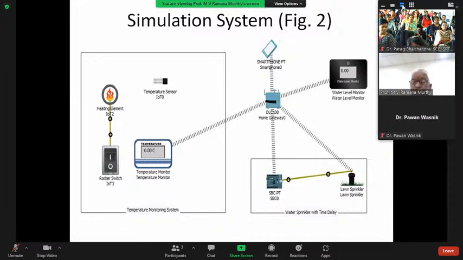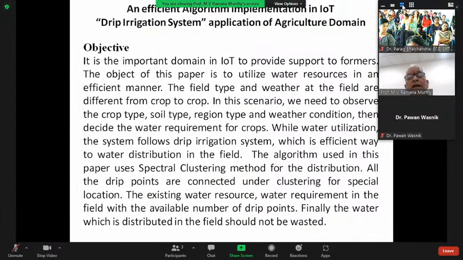We have used it. Now, this is an important domain in IoT that provides support to farmers, because our country is basically dependent on agriculture income. So we have to take care of agriculture needs. In that context, we developed this. It utilizes water resources in an efficient manner. Fields differ from crop to crop, so in this scenario we need to observe the crop type, soil type, region type, and weather condition, then decide the water requirement for the crops. The water utilization system follows drip irrigation, which is an efficient way to distribute water in the field.